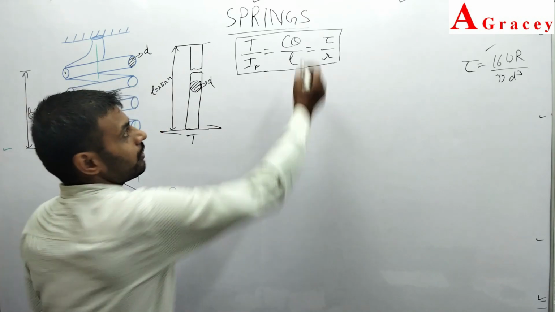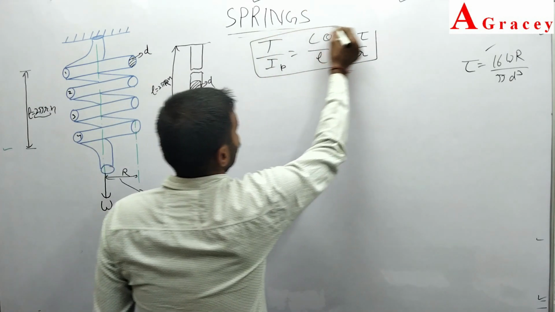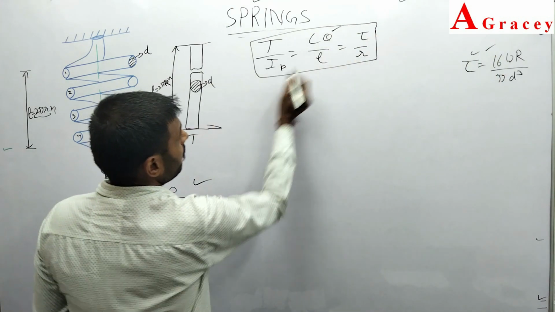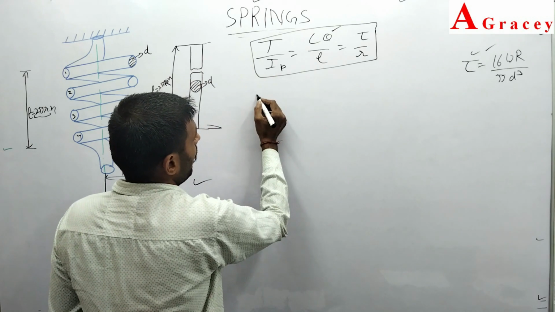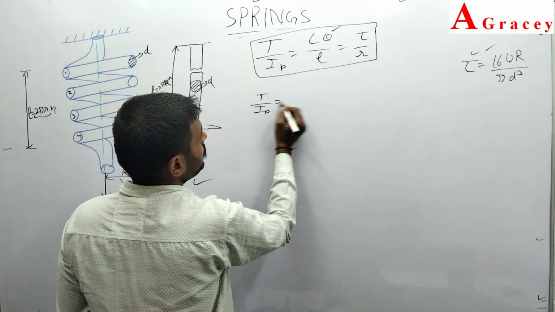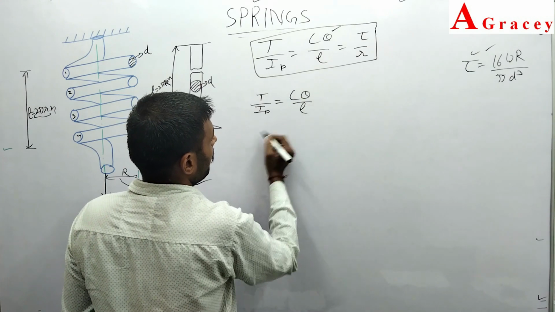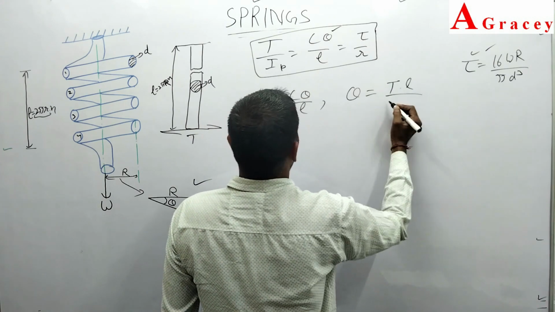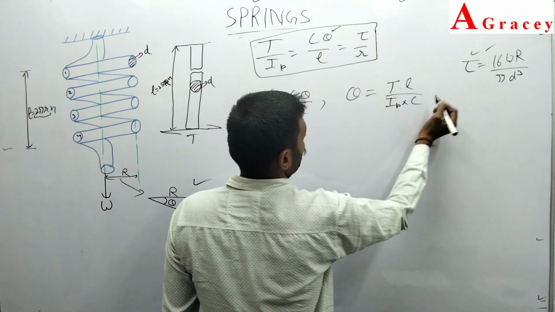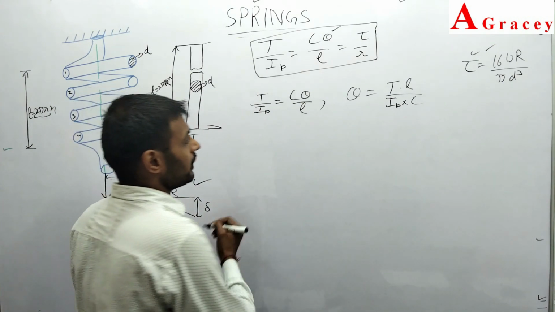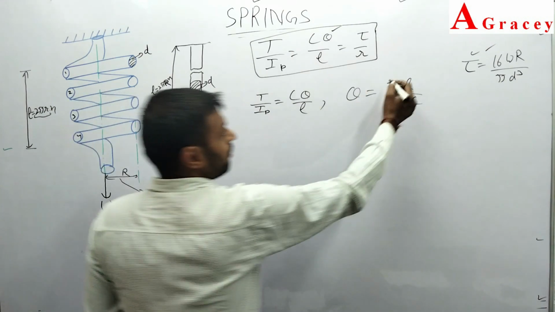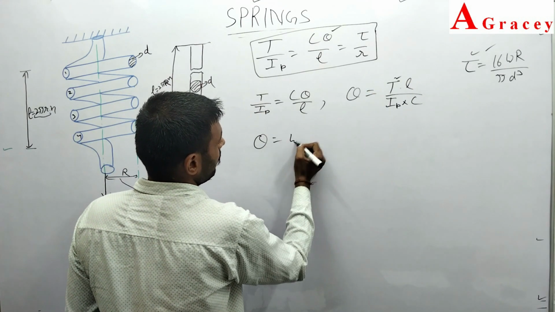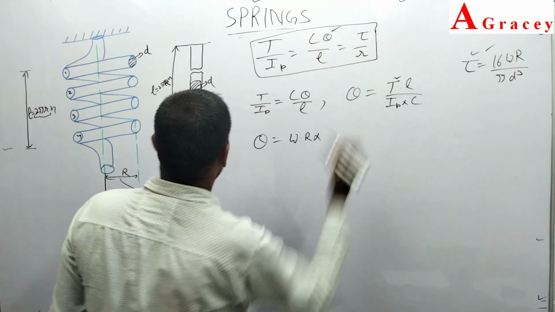Now the second thing, we have to identify θ, the angle of twist. From this equation we identified the shear stress τ. Now we identify θ from the torsional equation, T by I_P is equal to Cθ by L, where solving for θ it becomes T into L divided by polar moment of inertia into modulus of rigidity C. Further, equating the T value, we know previously we solved that T is W into R, and L is the length of the coil.